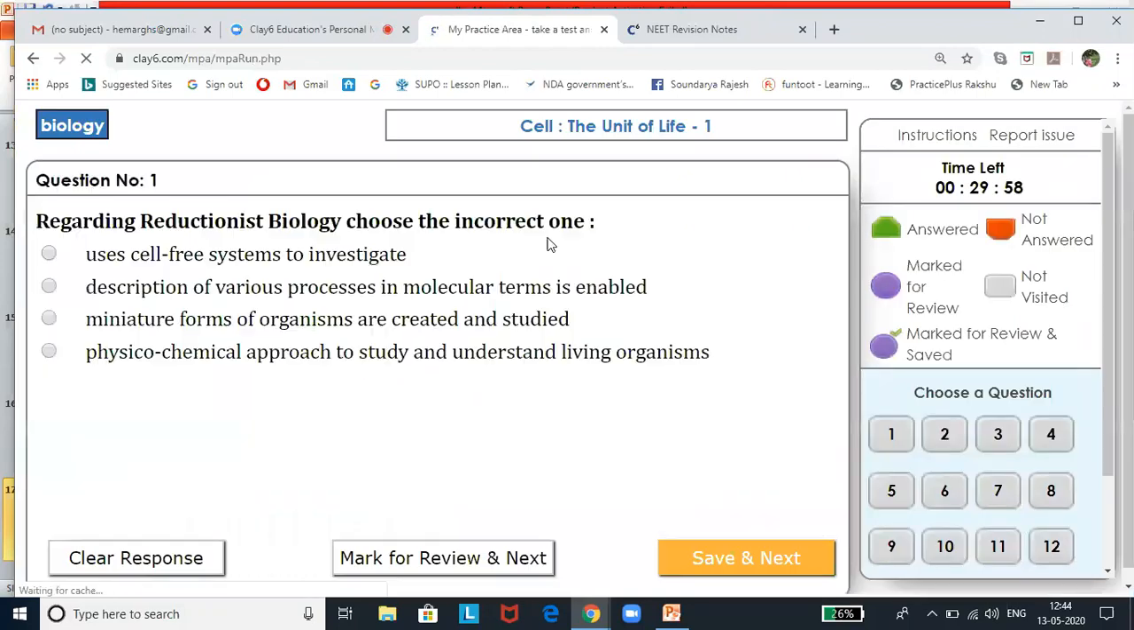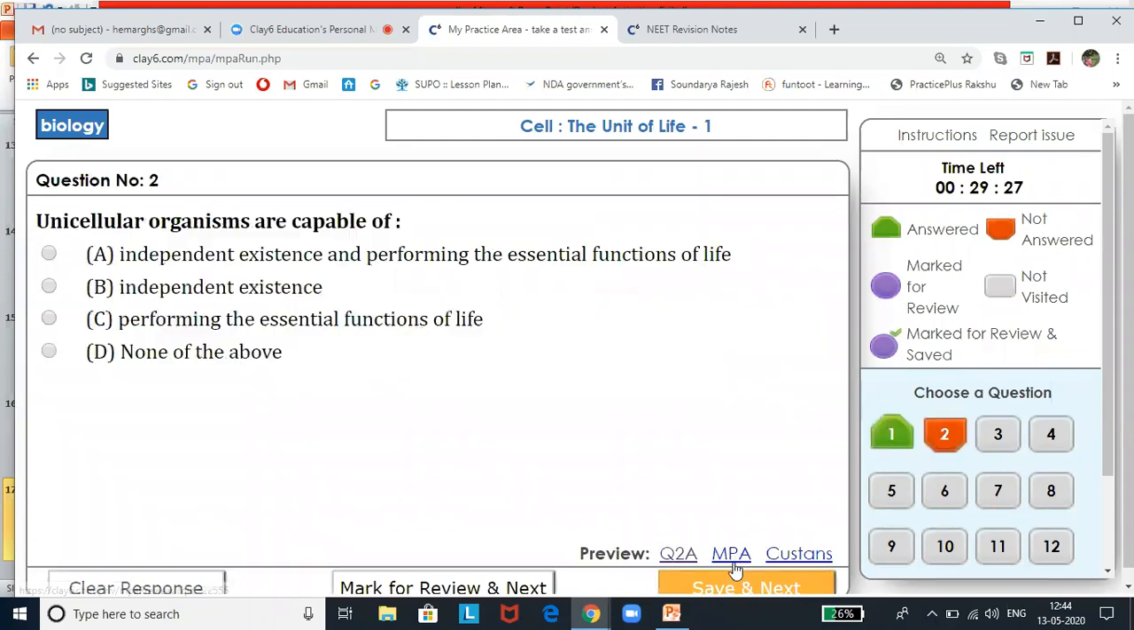And from this lesson, you will be getting around 3 questions in your NEET. Regarding reductionist biology, choose the incorrect one. So, miniature forms of organisms are created and studied is incorrect because reductionist biology uses cell-free systems to investigate, describes various processes in molecular terms, and a physico-chemical approach is applied to study and understand the living organisms. So, miniature forms of organisms are created and studied is the incorrect choice.